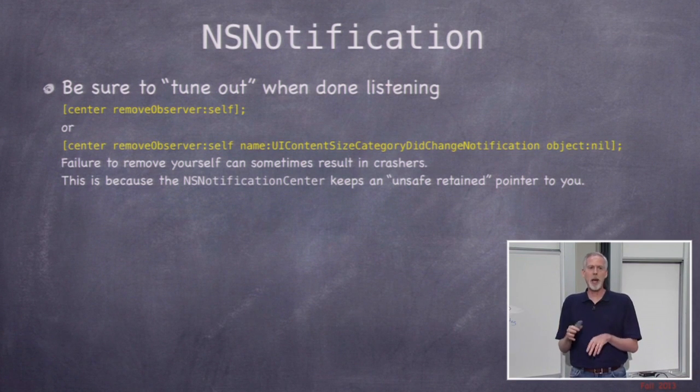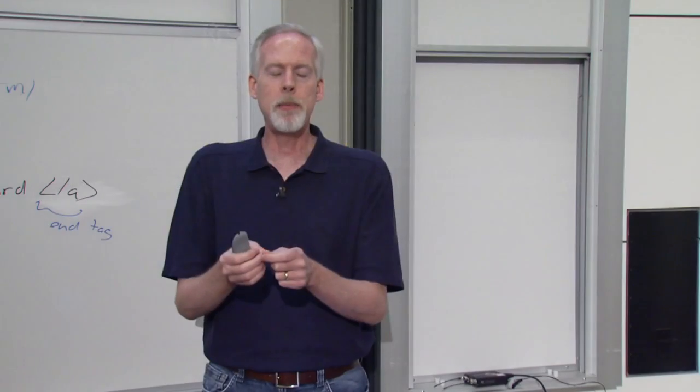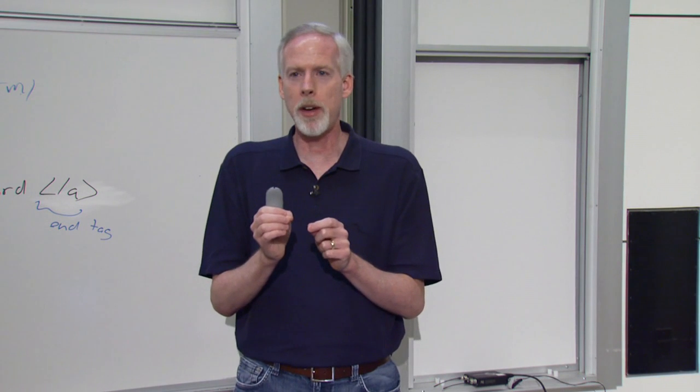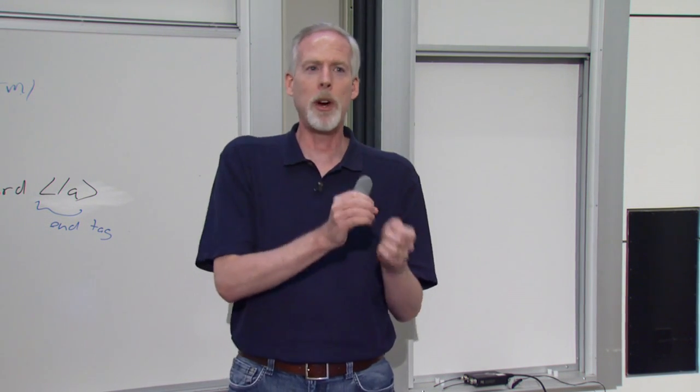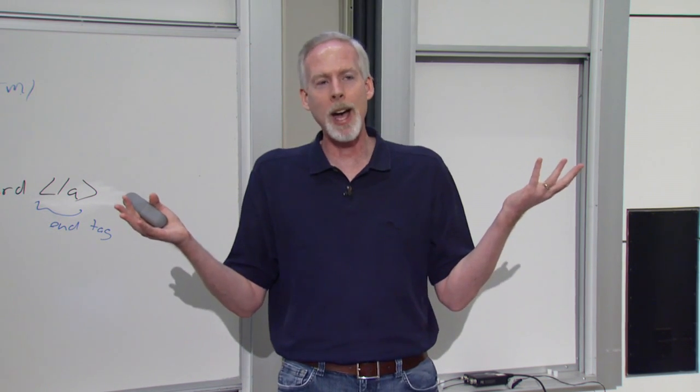Now, why are they using unsafe retained here? Clearly, for backwards compatibility, this really should be weak. Okay? It'd be awesome for this to be a weak pointer to you, because then if you went out of the heap, it would be set to nil inside the notification center. It would never try and send you any messages. But the whole weak mechanism of setting things to nil automatically, that's an iOS 5, iOS 6 only thing. So if you had an app that was running on iOS 5, that wouldn't work. And if this depended on that, it would be bad.